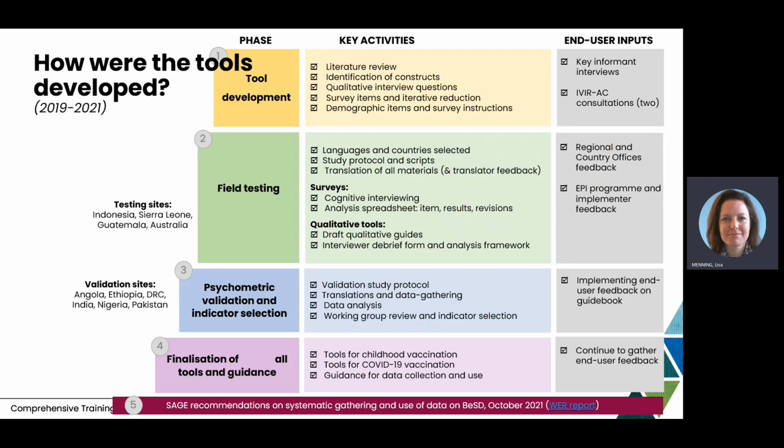So a quick word on how the tools were developed. I will not go into all of the detail on this slide, but in short, to say the development process followed 4 main phases. The tool development process, where we looked at a lot of the evidence, we carried out interviews with our end users, and we also did some initial tool development, and that included our demographic items. We then went into a field testing phase that included translation of all of our tools and materials.